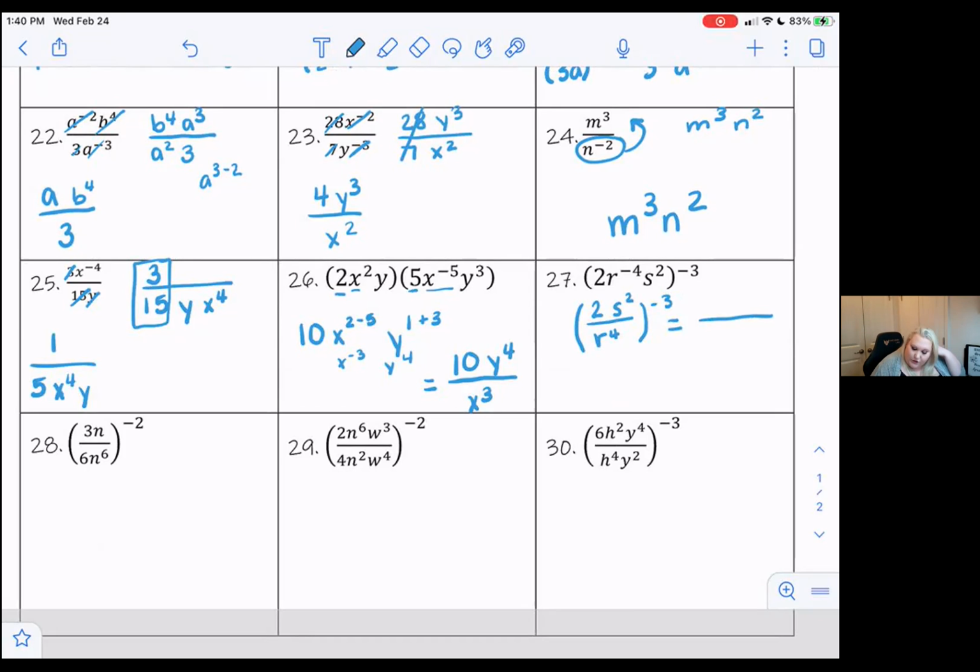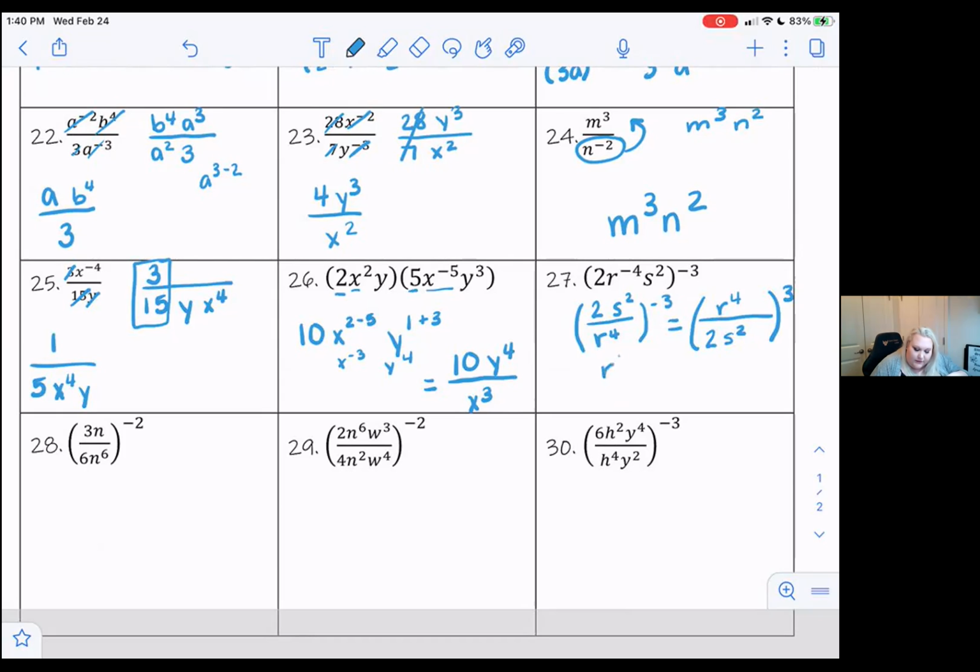So now I'm going to do 2s squared on the bottom, and I'm going to do r to the fourth on top. All I did was take care of the negative. I still have to do the third, but I took care of the negative by switching those locations. Now I need to distribute the 3.